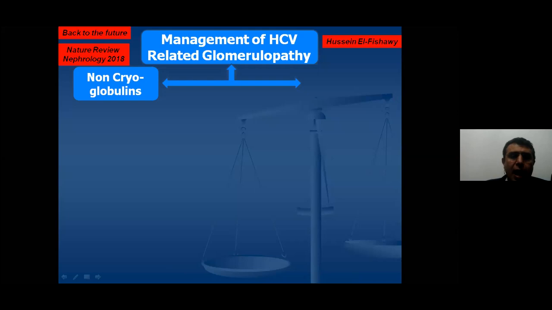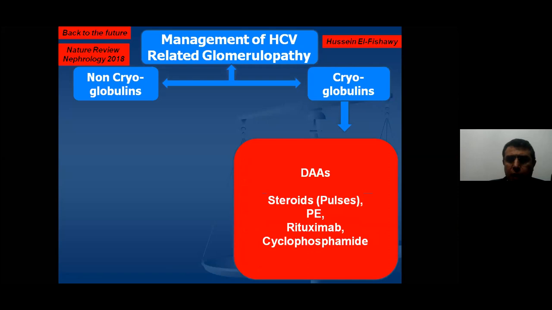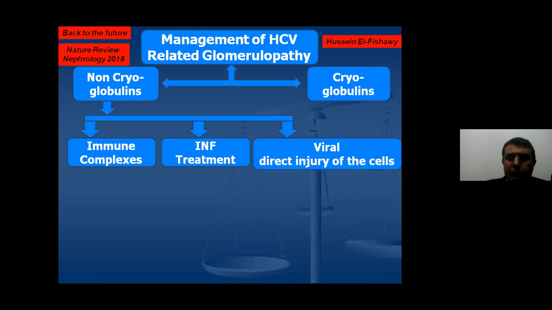In cases of non-cryoglobulinemic and cryoglobulinemic disease, in case of cryoglobulins, of course, we give direct antiviral therapy from the start. Previously, we were postponing the DAA treatment of the virus for 12 weeks or more after giving the heavy immunosuppressive therapy. But now, don't waste your time; from the start, give the direct antiviral therapy plus steroid pulses, plasma exchange, rituximab, and cyclophosphamide. And if we think that the injury is viral, direct injury of the cells, such as FSGS, here there is no need for immunosuppressive therapy, just DAAs.